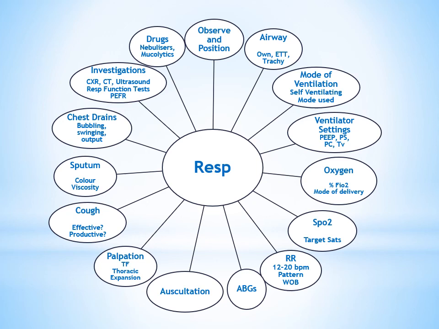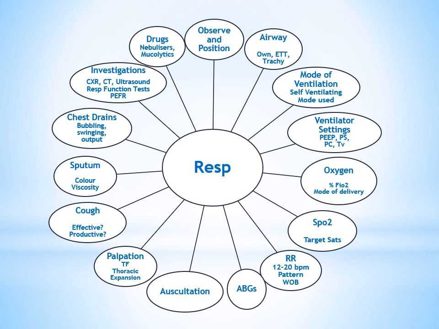Swinging is normal and reflects the changes in the pleural pressure as you breathe in and out. Bubbling reflects the amount of air draining out of the pleural space, usually occurs during expiration or coughing. It may also occur on inspiration if a big air leak is present.